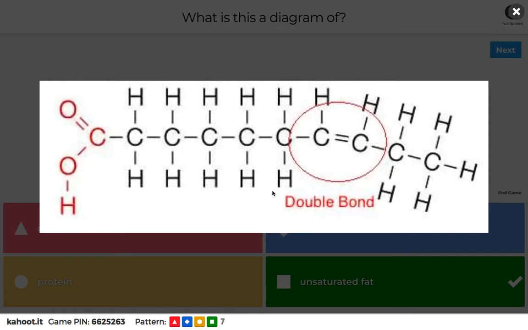Okay, Katie, explain why this is an unsaturated fat. Because it's bent, and if it's a straight line it's saturated. Correct. So having this double bond makes it bent. So this is an unsaturated fatty acid, which is in the lipid.